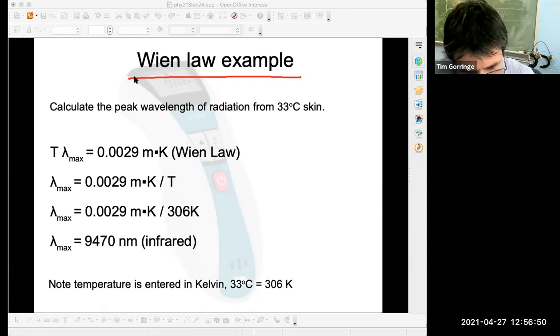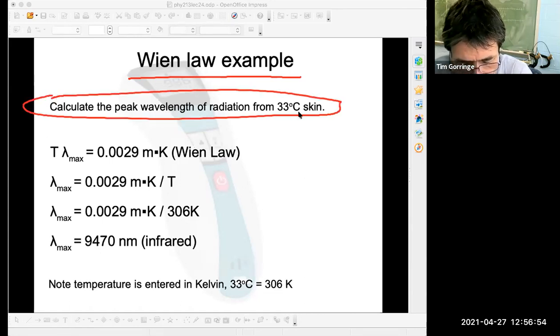So let's see if we can do that. We're going to do that with the Wien law. And the only bit of information we need is the temperature of our skin. And so here's an approximate value for the temperature of our skin. 33 degrees Celsius. And we're going to feed that into the Wien law. Okay, so first of all, I want to solve this law that temperature times wavelength maximum is a constant. I want to solve it for the wavelength, the maximum wavelength.